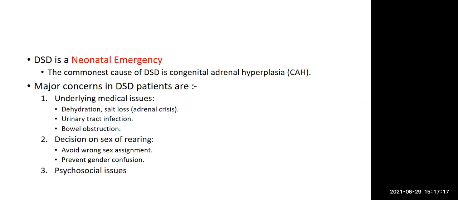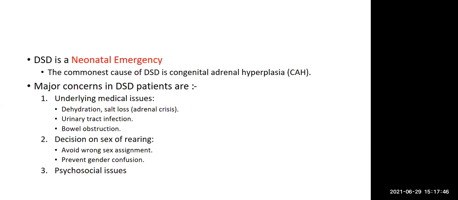So the major concern in the DSD patient are first underlying medical issue, which is the dehydration and salt loss, the adrenal crisis, urinary tract infection and bowel obstruction, because embryologically we know that urogenital tract and the gastrointestinal tract came from the same structure. So if there is a disorder in the development of the sexual or the urogenital, there may be problem in the urinary and bowel.